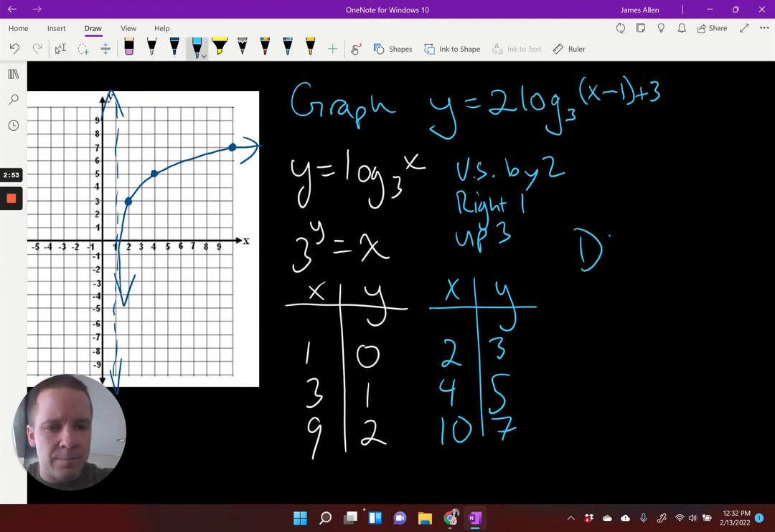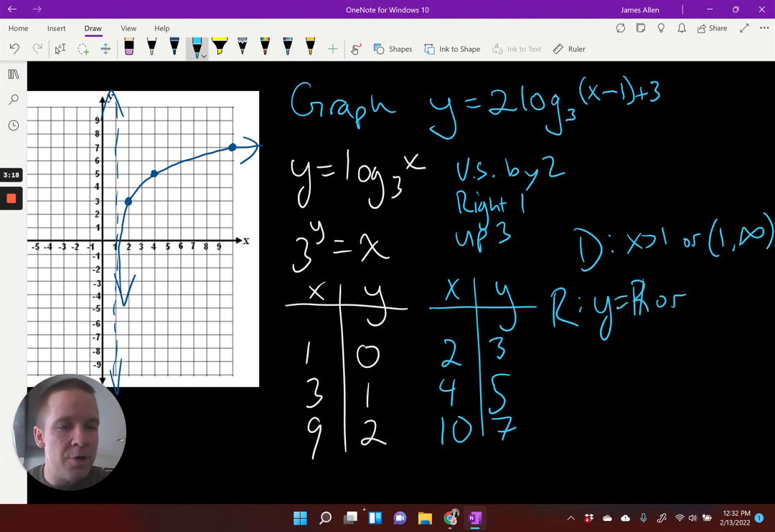All right, domain. So domain's my x values. Does it ever stop getting negative? Yes, right? Positive 1. It does not go to it or past it. So x is greater than positive 1, or we can go from 1 to infinity, both with parentheses on that, right? My range, well, my range here never stops going down, never stops going up, right? So it's going to be y is equal to all real numbers, or you could say from negative infinity to infinity. Bingo, bango. We are done.